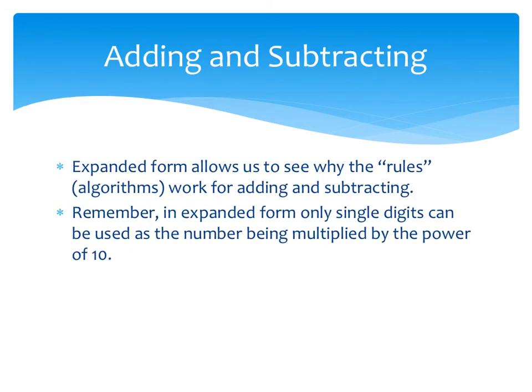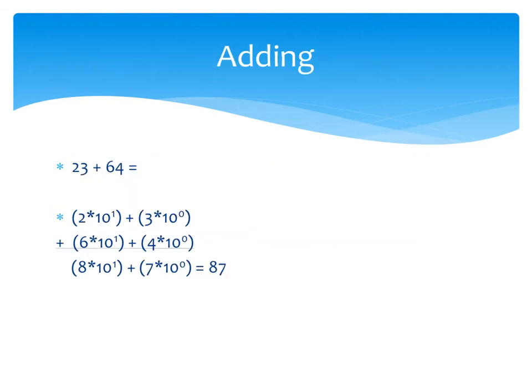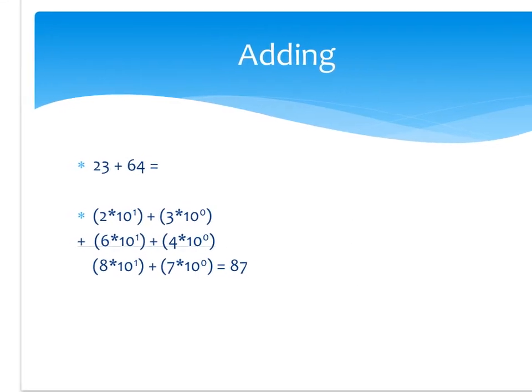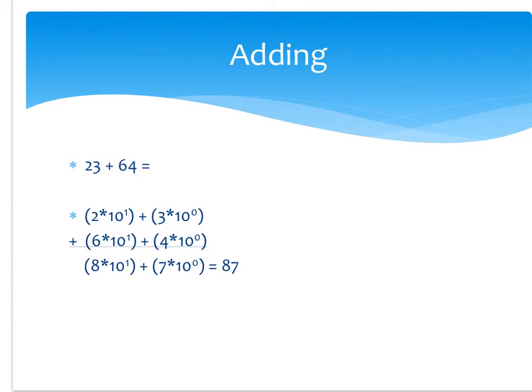So when you're in expanded form, it allows us to see why some of our math rules work for adding and subtracting. So remember that if we're using expanded form, only single digits can be used as the number being multiplied by the power of 10. And that's the key thing to remember as we do the next few problems. So if we look at 23 plus 64, and we write 23 in expanded form as 2 times 10 to the first and 3 times 10 to the 0.